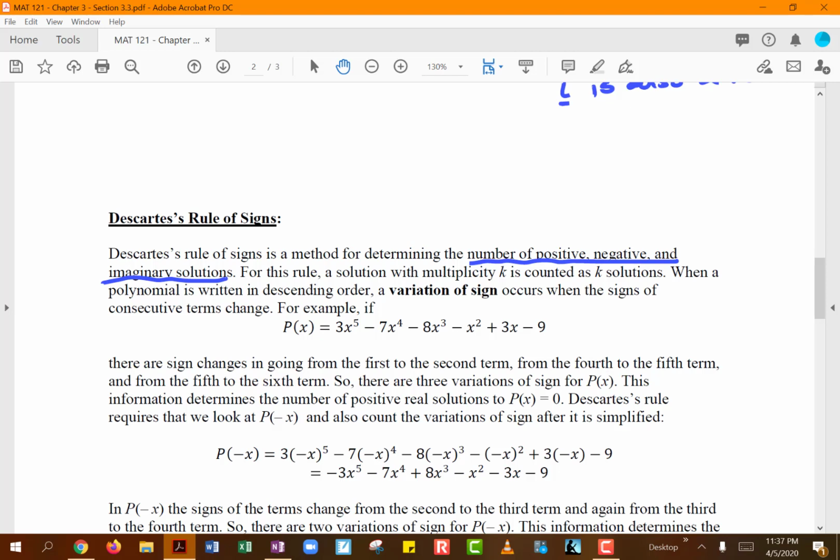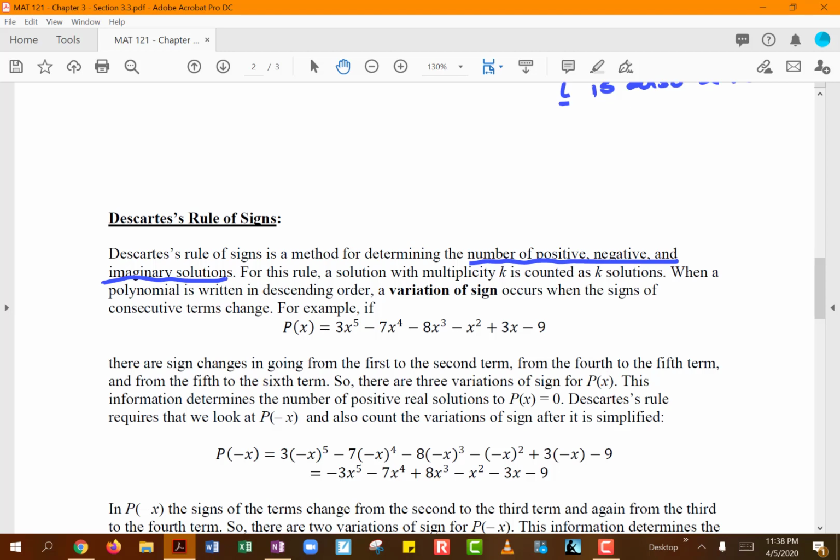Here they're saying for this rule, a solution of multiplicity k is counted as k solutions. So if you have two factors which are giving you the answer 5, then we would say the 5 and the 5 make up two of your solutions, kind of what we looked at with that multiplicity definition on the previous page. Okay, so they're saying when a polynomial function is written in descending order, which means start with the highest degree and keep going down, which is what this example here is showing us, a variation of sign occurs when the signs of consecutive terms change.